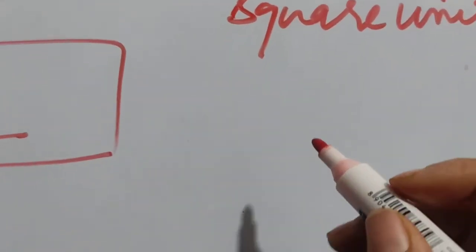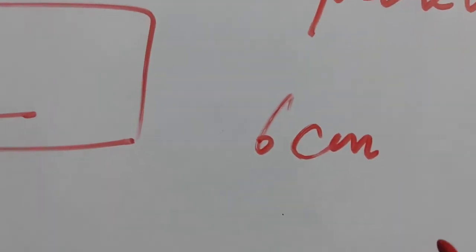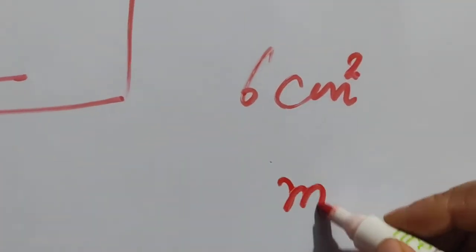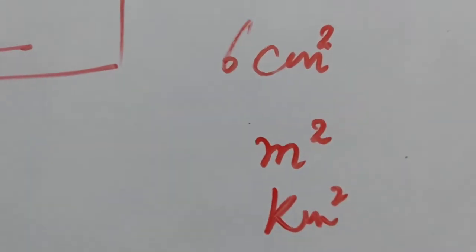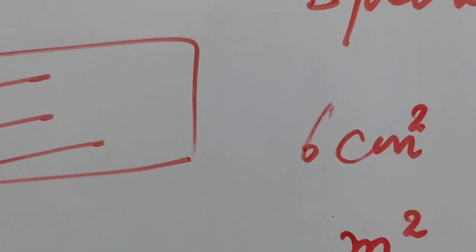For example, when you find out the perimeter, you write down 6 centimeter, but when you're finding out the area, you are going to write down the square unit. Okay, it is square centimeter. If it is meter, you're going to put this small 2. If it is kilometer, you are going to put this. Got it? Now let's start with our exercise.